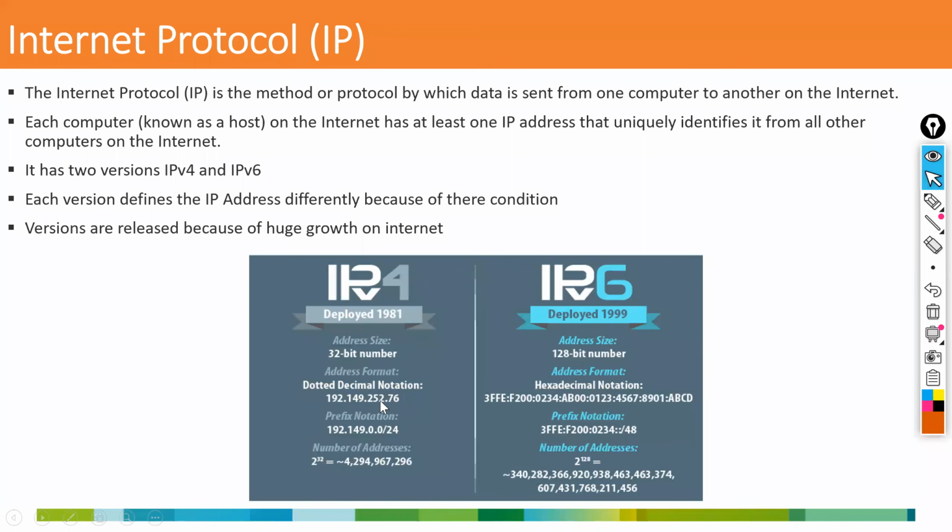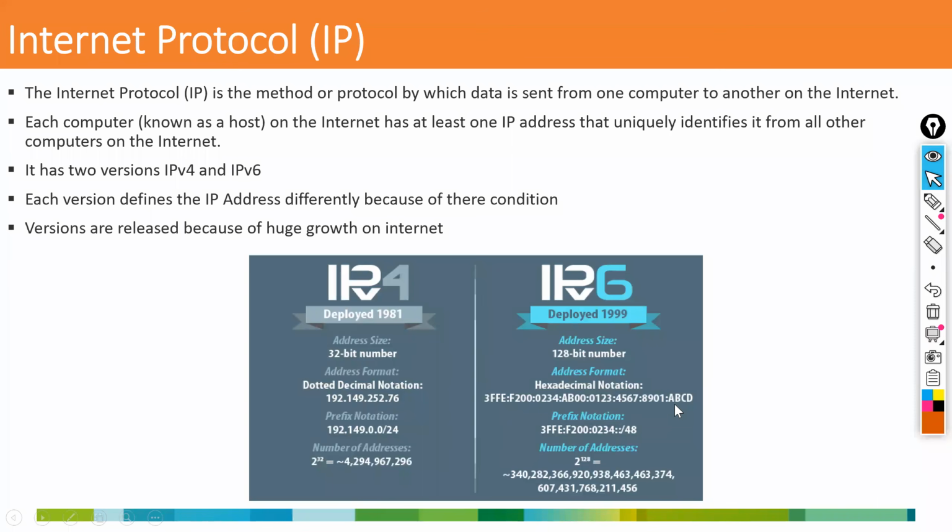192.149.252.60, it looks like this, in decimal format. Decimals means what? 0 to 9. Any address you take comes between 0 to 9. Hexadecimal means a combination of both alphabets and numerics, 0 to 9 and A to F. So IPv4 is a 32-bit address, and IPv6 is 128 bits. It's very big in length.